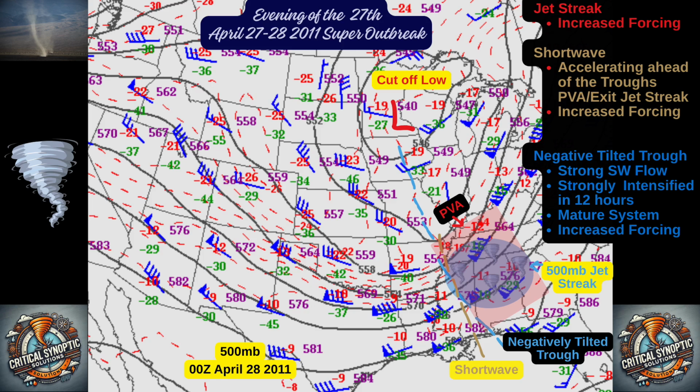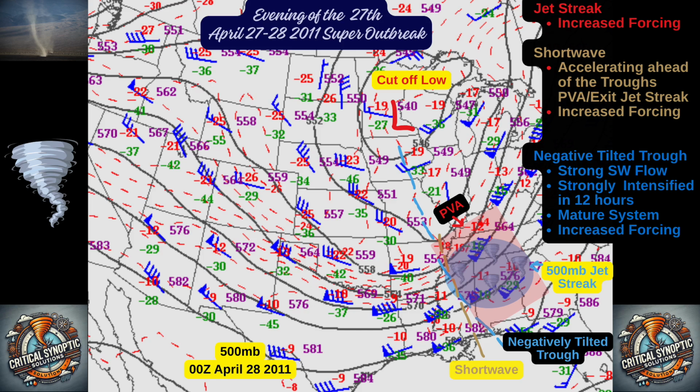This is one of my favorite examples because it shows how quickly the atmosphere can change. The trough has become much stronger and has taken on what's called a negative tilt. Instead of leaning from southwest to northeast, it's now leaning from northwest to southeast. Why does that matter? A negatively tilted trough is often a sign that a storm system is reaching its strongest stage. It usually means the atmosphere is becoming much better at producing rising air.